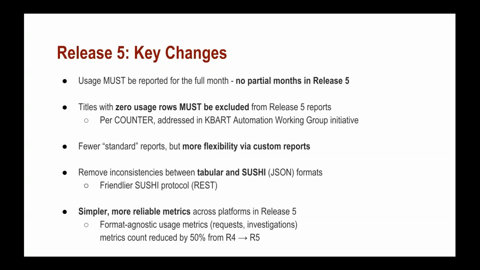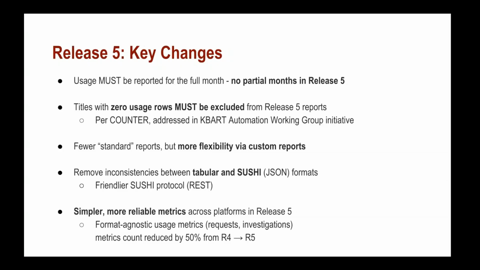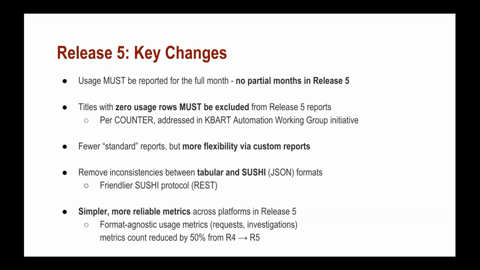Unlike Release 4, where you could include a partial month of data in your request, if you were to do that in Release 5, let's say via Sushi, if you were to right now request May and April, we would return April data and tell you that May is not ready yet. And that is a requirement of Release 5 and a pretty significant change from how Release 4 was done.